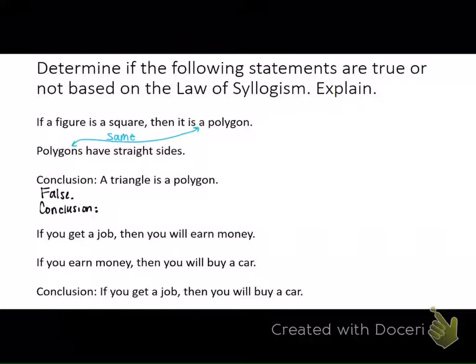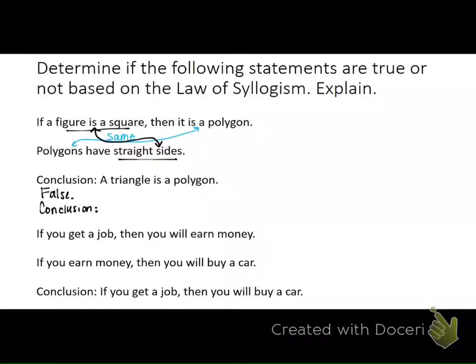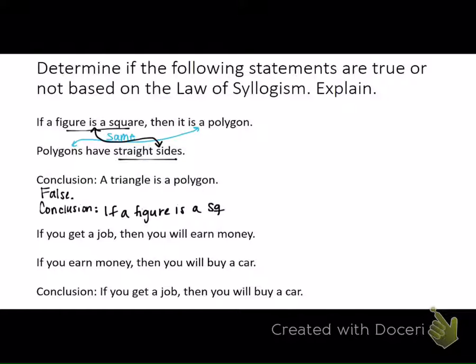Notice that the first part here is if a figure is a square, and this last part here is it has straight sides. So those are the two pieces you can connect. So if a figure is a square, then it has straight sides. So look at that and see what questions you have for me, where that came from or anything like that.